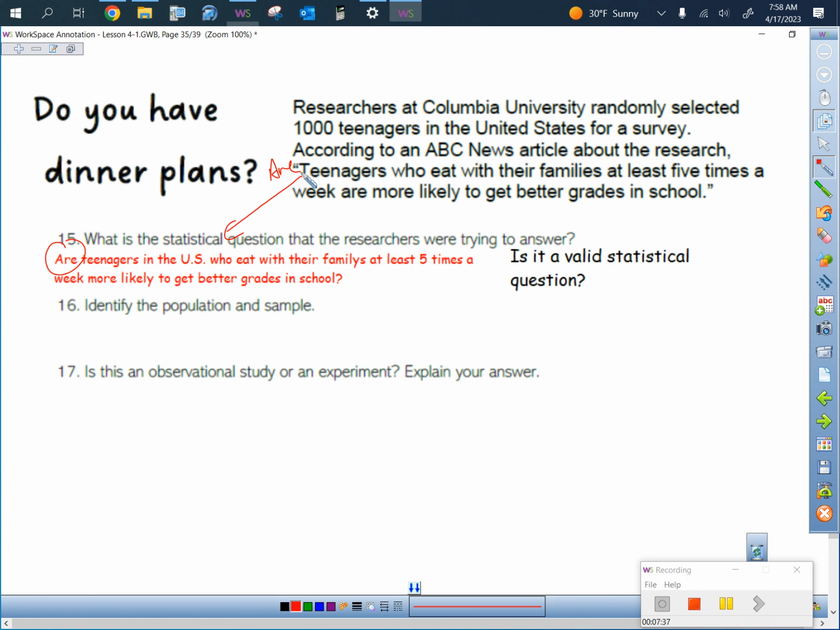Is it a valid statistical question? I know it's been since last class period since we talked about that, but a valid statistical question will have results that vary. So what do you think? When they surveyed those students, will the results vary? Like if they surveyed 1,000 teenagers versus another 1,000, will those results vary? Yes or no? Those results will totally vary. So that answer is yes, because data will vary. Is it a valid statistical question? Yes, because data will vary.